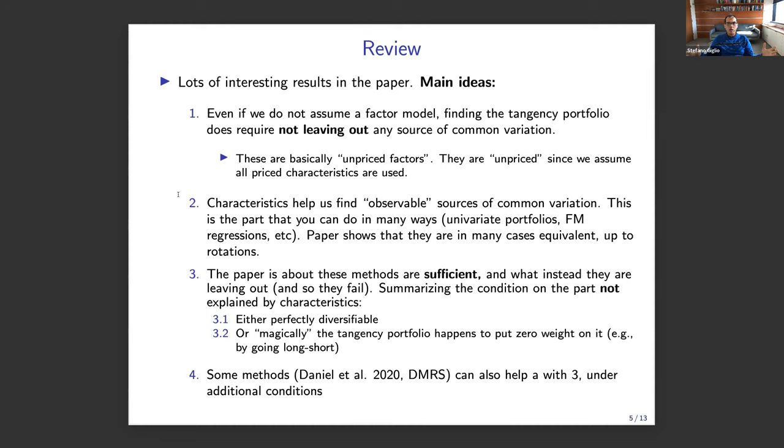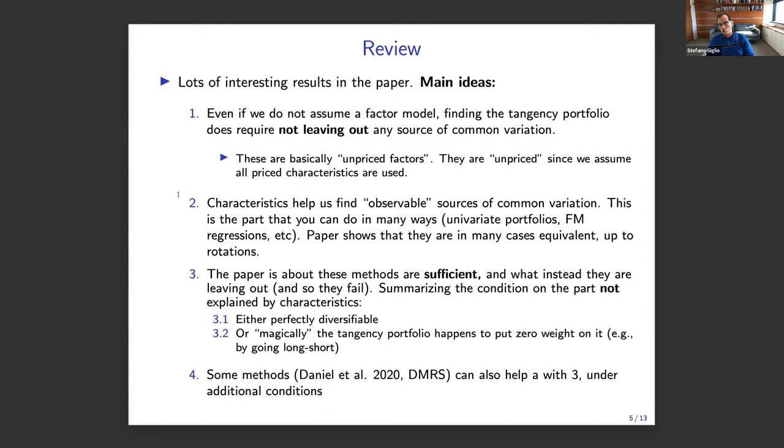So that's one idea. The other idea is, why are we using characteristics? Because they help us find observable sources of common variation. And this is where the paper talks about the fact that you can get to these observable parts in many different ways. You can do univariate sorts, you can do multivariate sorts, you can do other things.